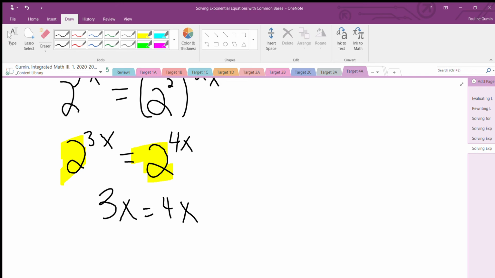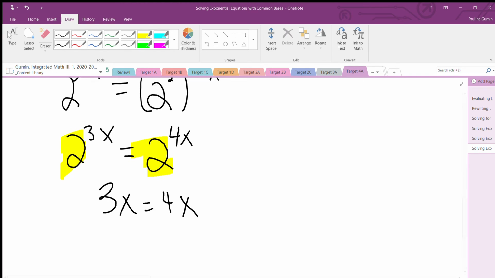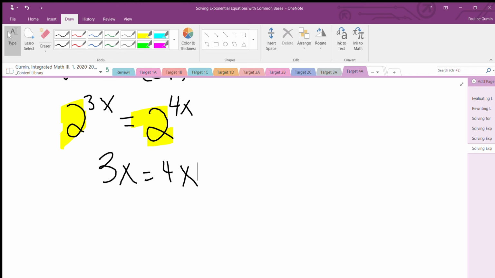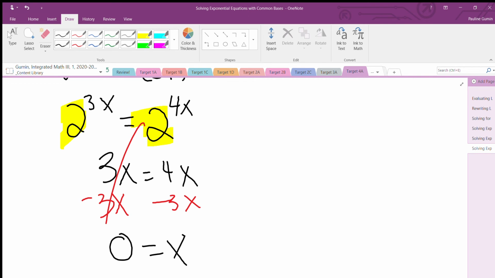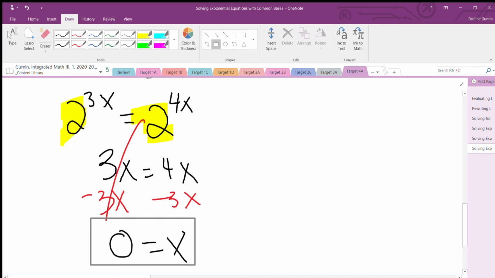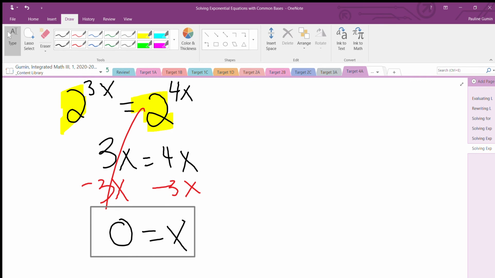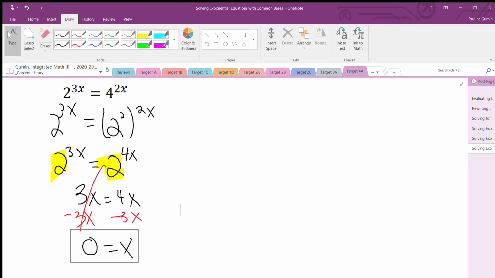Now what do we do here? Don't worry, I know it looks weird. What we're going to do is get the x's on the same side. So I'm going to subtract 3x from both sides. I know, there's only 3x on the left-hand side. Well, 3x minus 3x still gives us an answer. It's 0. X equals 0. Okay, so that was a weird one.